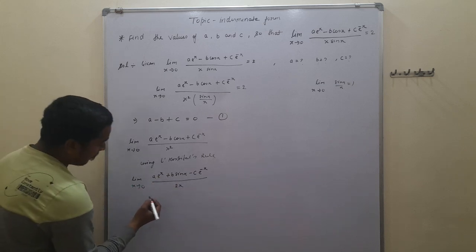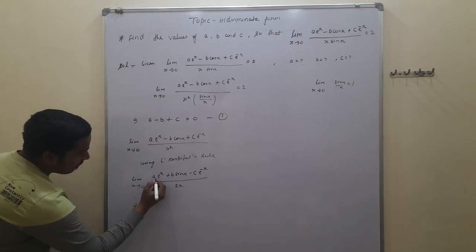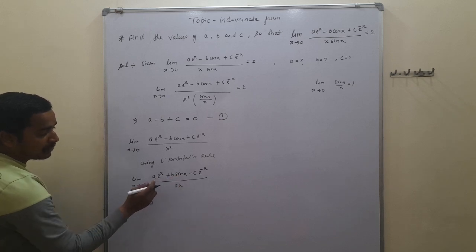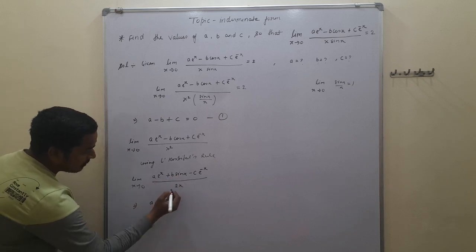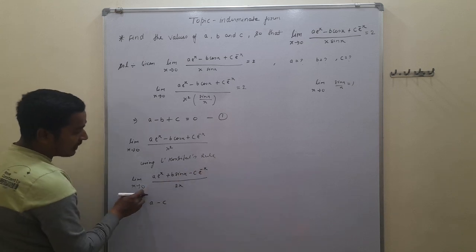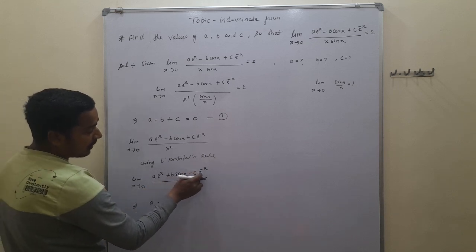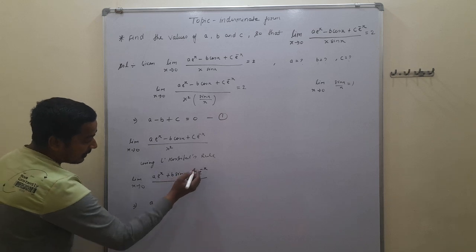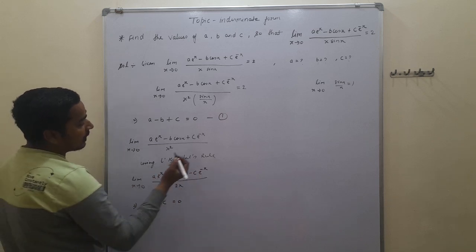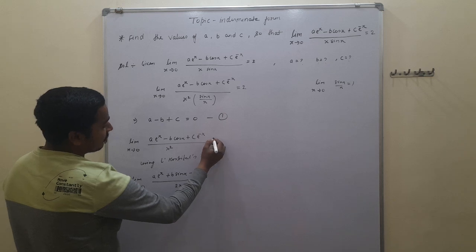This gives a, and here sin x, sin 0 is 0, and minus c e^(−x), putting x tends to 0, e to the power of 0 is 1, and is equal to 0.